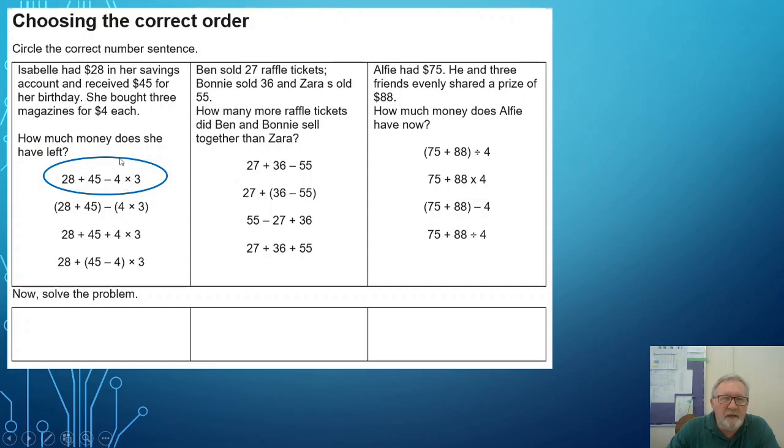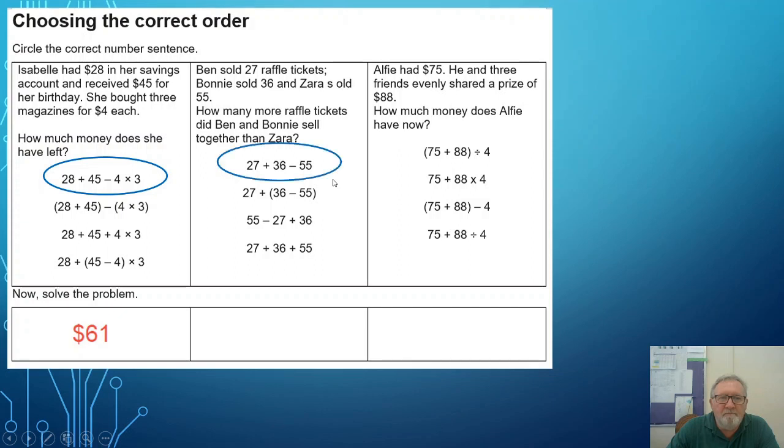We don't need brackets, even though the story tells us this is what she received first. Brackets aren't needed because even if we do this, the $12 is going to be taken away last. So when you solved that, hopefully you came up with $61. So 4 threes are 12, $12 spent, 28 plus 45, all right. So that's 45, 65, 73. 73 spending $12 leaves us with 61.